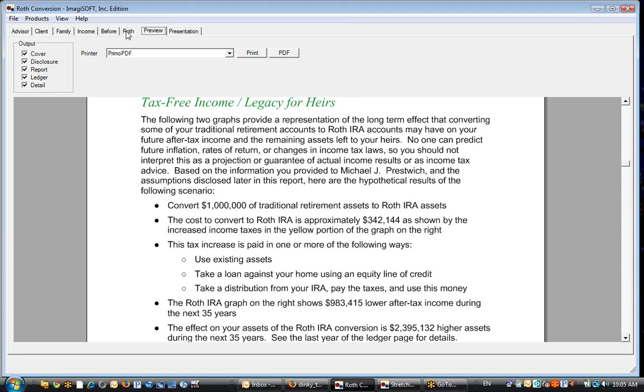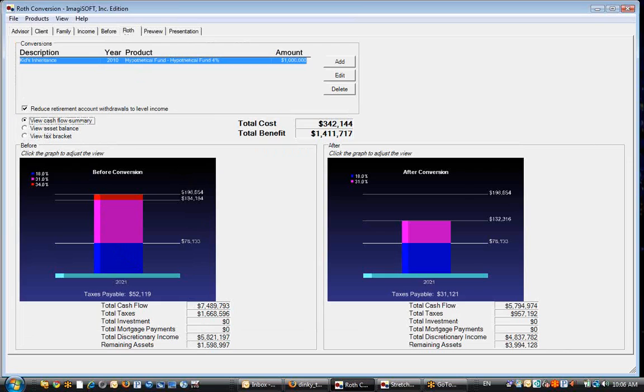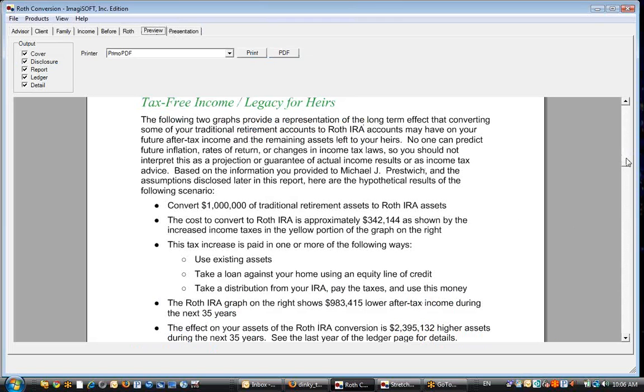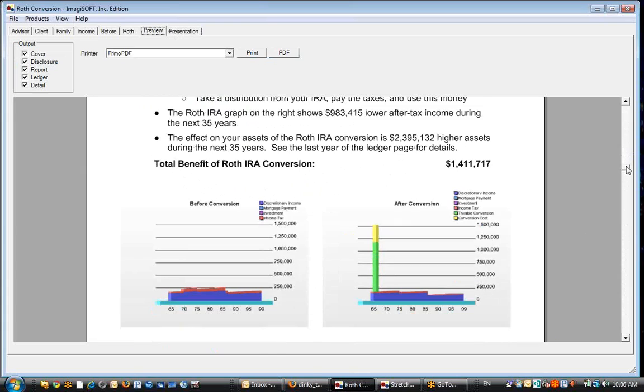That graph is the same one as we saw over here. It's this one here. So you can see that if you're using a laptop in front of the client, it's these same two graphs. And then you can see that you end up with 2.3 million higher assets during the next 35 years. And so that's the benefit. That's where that benefit comes from.